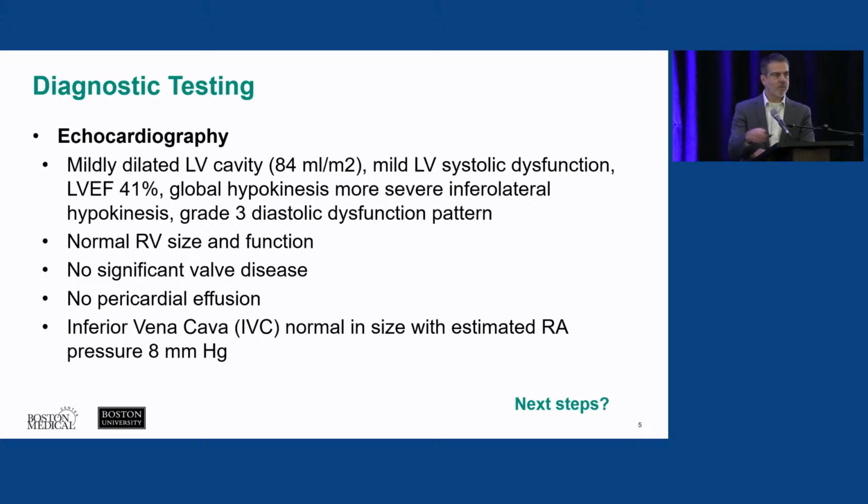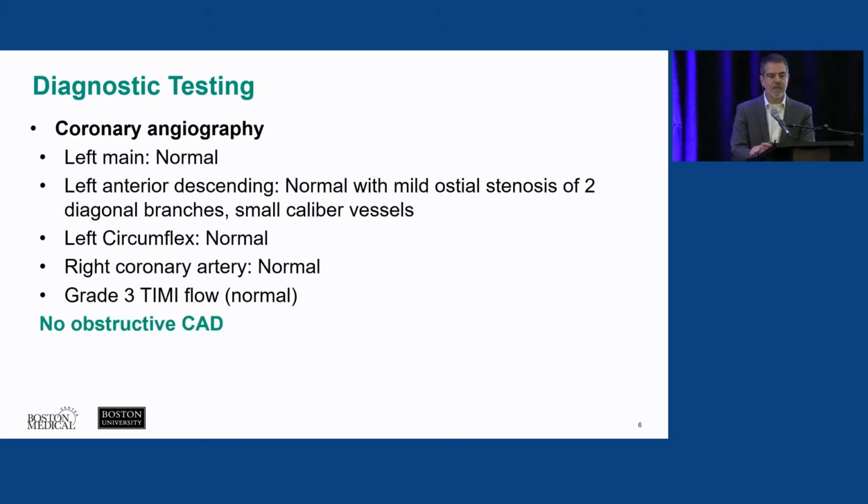Now, I'm not going to torture you all with what the next step is because you're all thinking the guy had a troponin of 3,000. Obviously, I'm going to send him to angiography, and that's what happened. But he had no coronary artery disease, which is often also the case. Really minimal coronary disease, certainly not explaining his LV dysfunction.